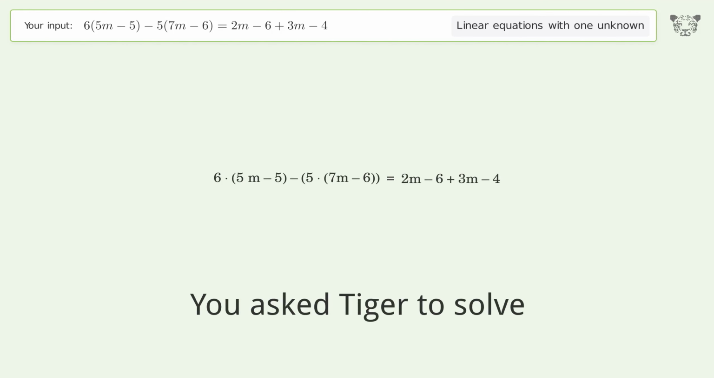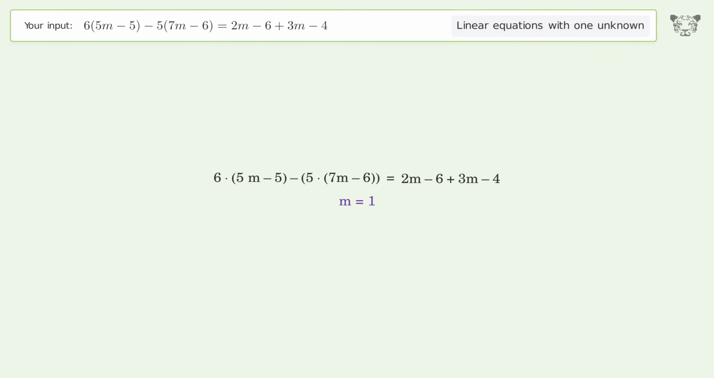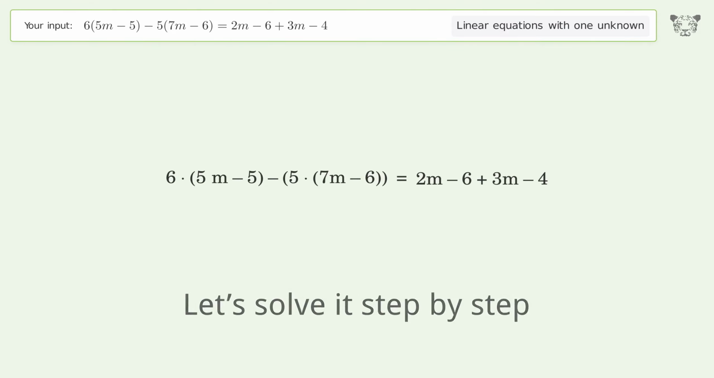You ask Tiger to solve this. This deals with linear equations with one unknown. The final result is m equals 1. Let's solve it step by step.